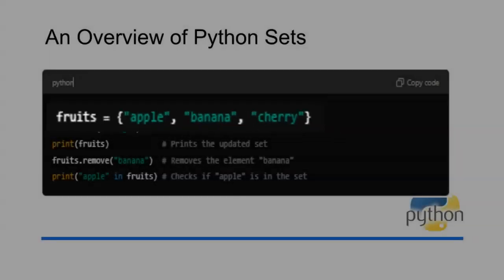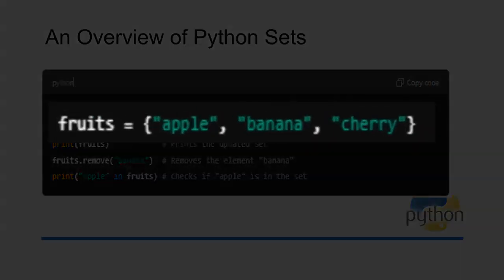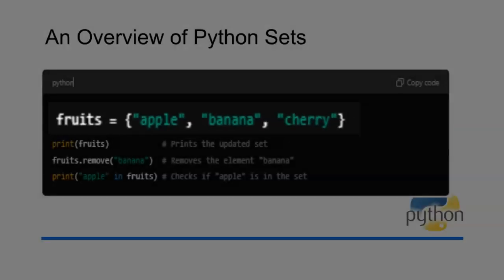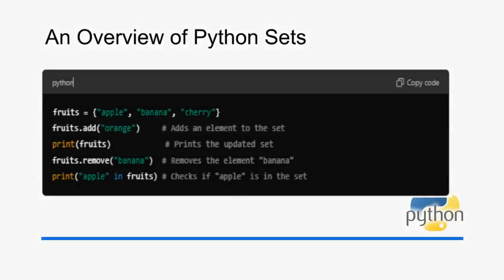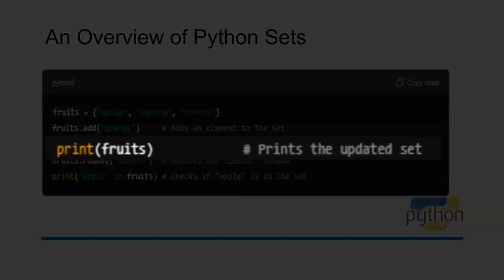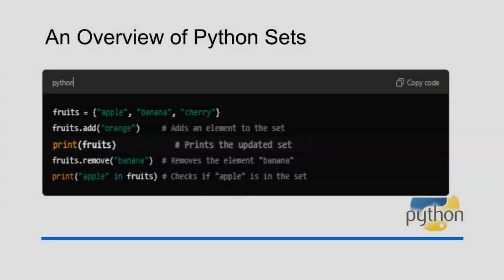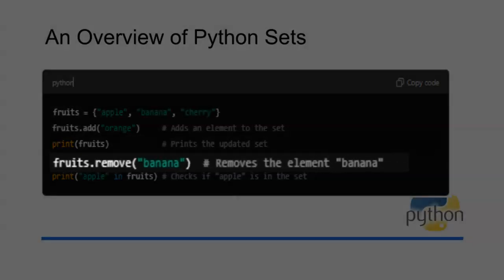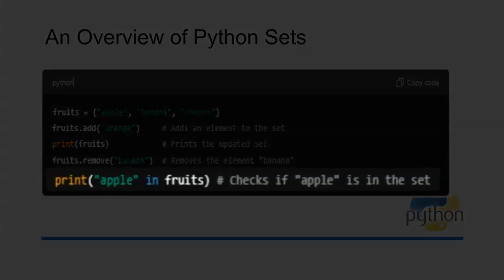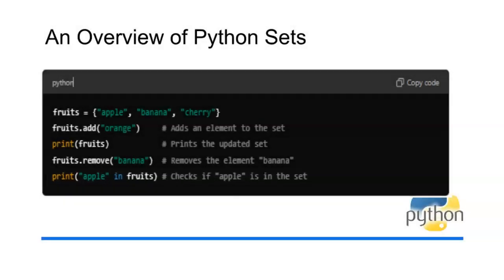Here's an explanation of the above code. Line 1, fruits equals apple, banana, cherry, initializes a set fruits with 3 unique elements. Line 2, fruits.add orange, adds the element orange to the set. Line 3, print fruits, prints the set, which now contains apple, banana, cherry, and orange. Line 4, fruits.remove banana, removes banana from the set. Line 5, print apple in fruits, checks if apple is in the set, returning true.